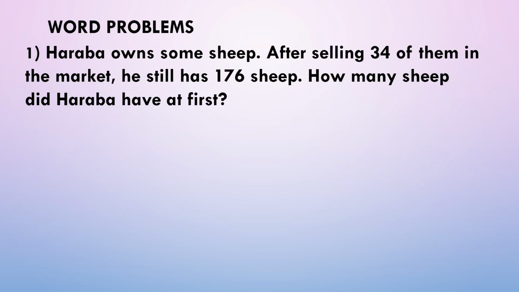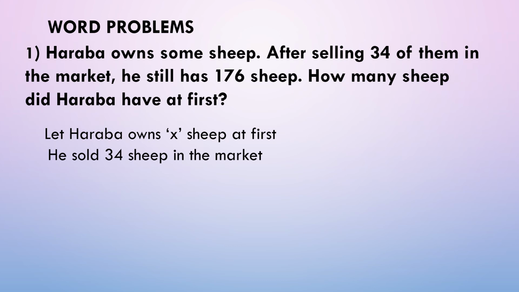Now let us solve the word problem sum. Harappa owned some ships. After selling 34 of them in the market, he still has 176 ships. How many ships did Harappa have at first? We don't know how many ships Harappa owned, so let us take that Harappa owned X ships at first. He sold 34 of them in the market and he still has 176 ships with him.